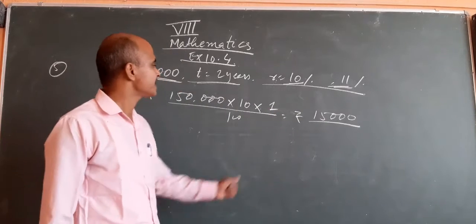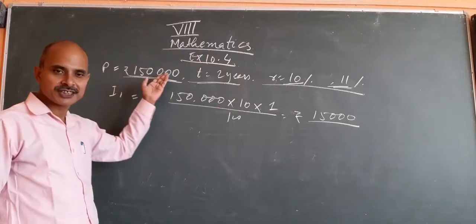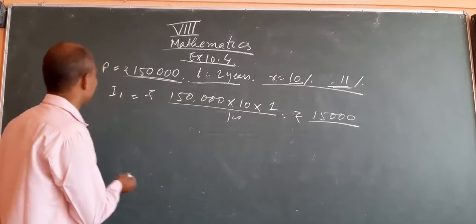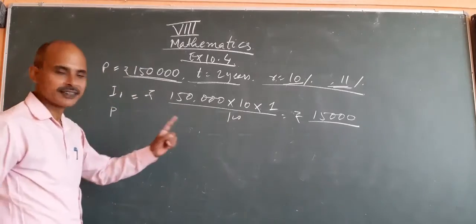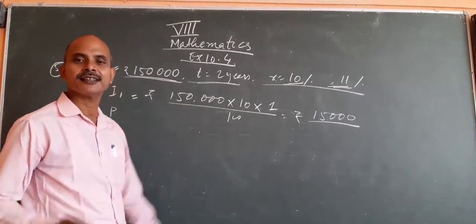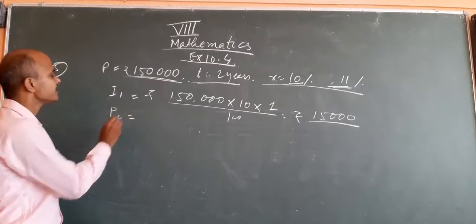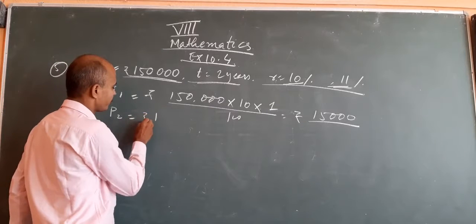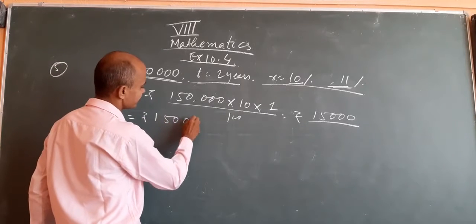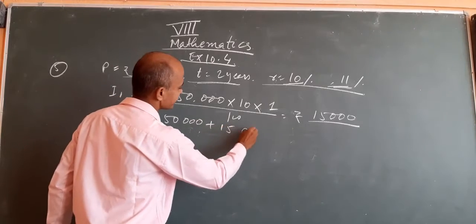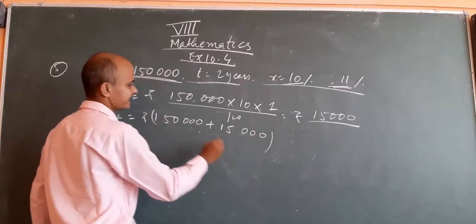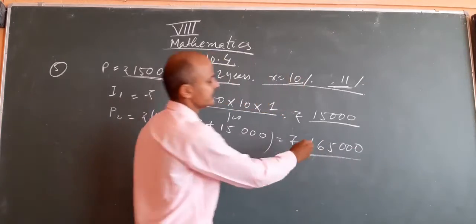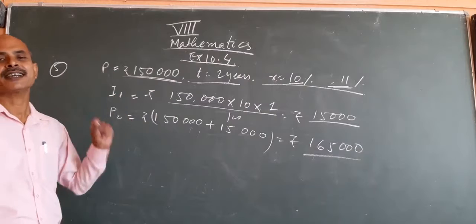As you know, this interest will become part of the principal, will be added to the principal. That will be the principal for the second year. Here I am writing P2, meaning principal for the second year. 1,50,000 plus 15,000 is 1,65,000. This is the principal for the second year.